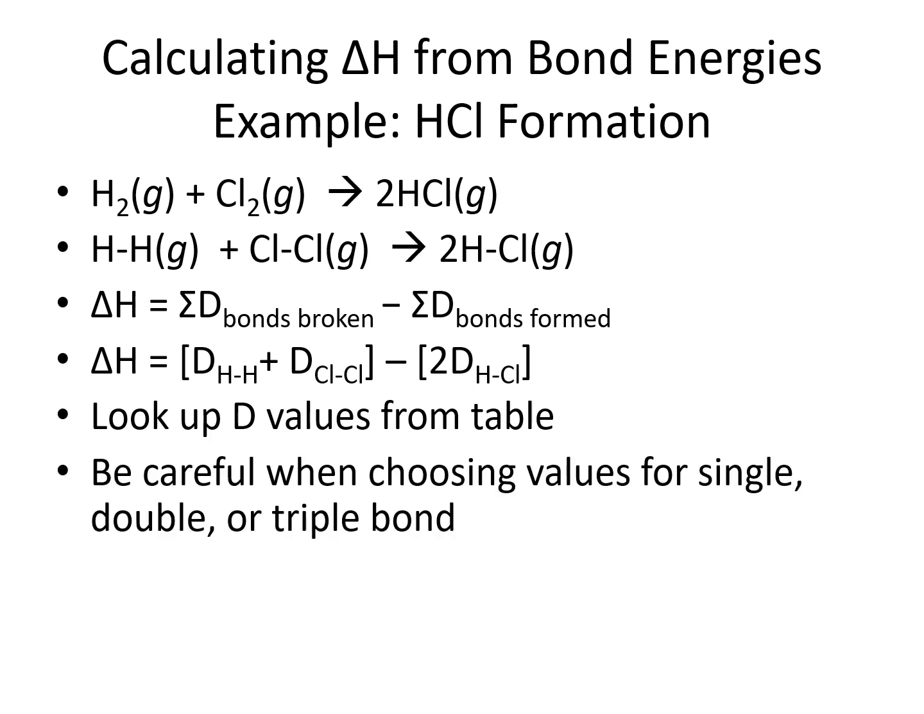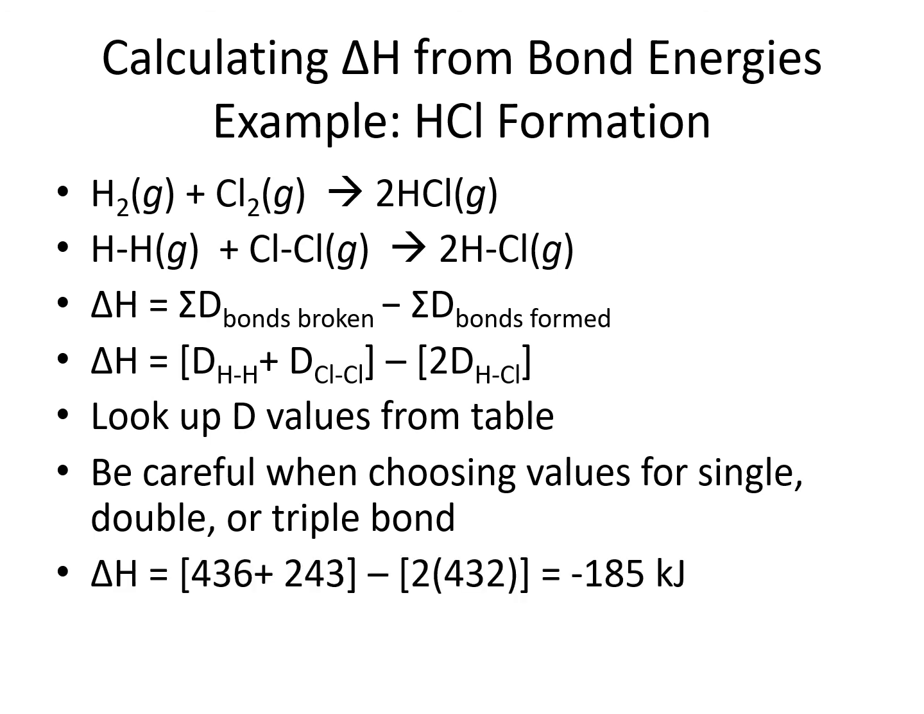Just be careful as you're looking at the table to choose the correct type of bond. Single versus double versus triple have different values in the table. So the H-H single bond is 436, the Cl-Cl single bond from the table is 243, and the H-Cl single bond is 432. So when we add 436 to 243 and then subtract 2 times 432, we get negative 185 kilojoules.